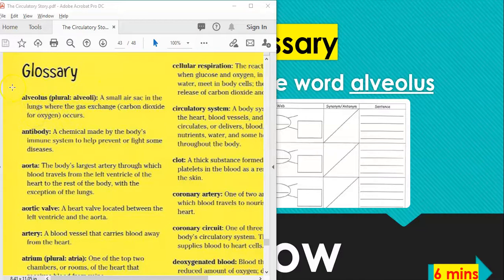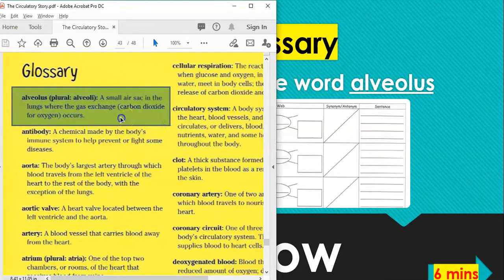So we know that we're going to start reading about what? The lungs. The lungs is next. We learned about the heart. Now the lungs is next. I'm going to give you 1 minute to copy the word alveolus, the definition for alveolus, which is small air sac in the lungs where the gas exchange, carbon dioxide for oxygen, occurs.